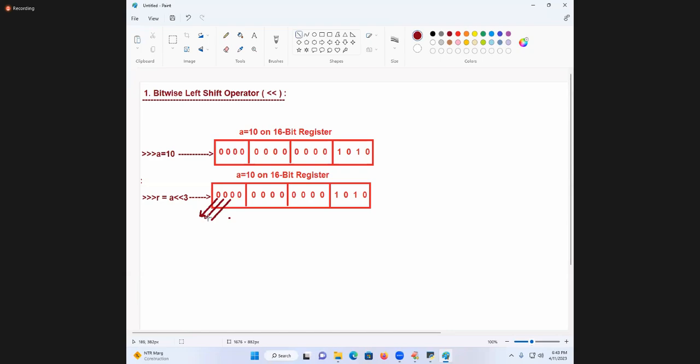Once they are moving towards left side, automatically other bits will be moving to left side or not? Once they move left side, on the right side, how many things will become vacant? Come on. 3 things will become vacant. Correct or not?